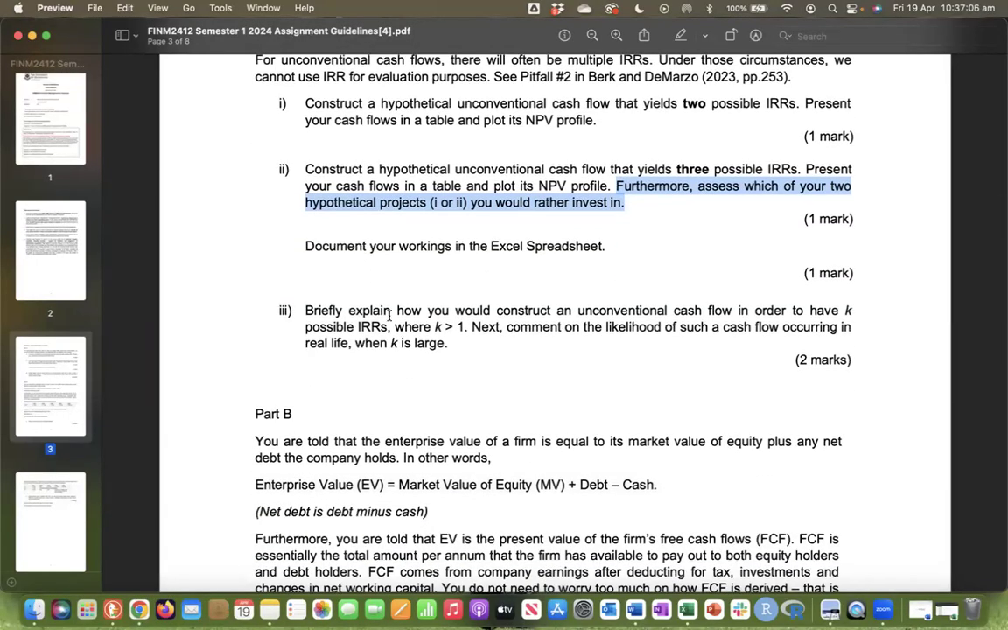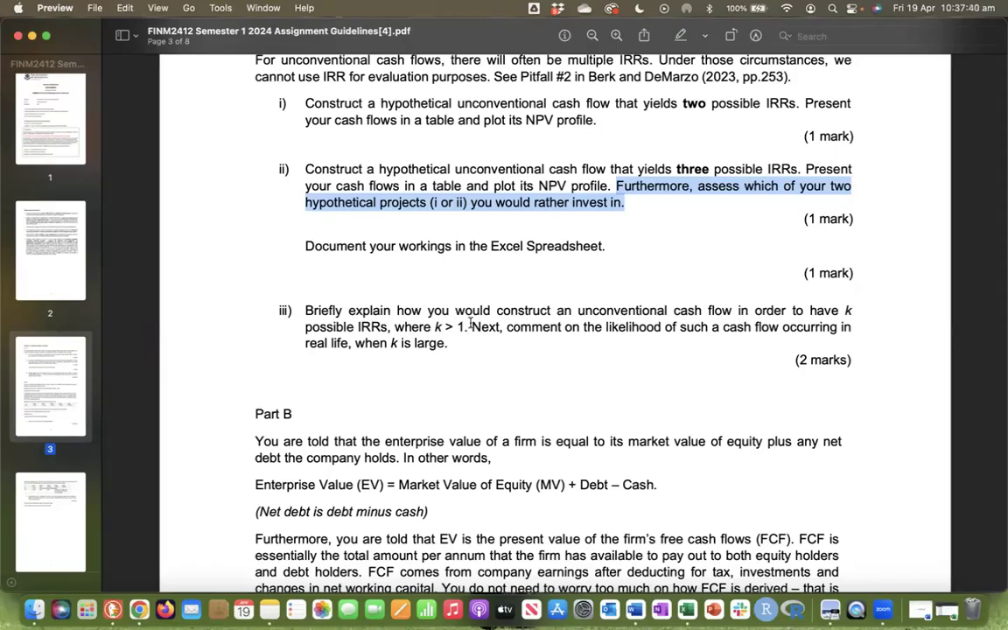Finally, part 3 is more so a logic explanation question as opposed to anything in Excel, but briefly explain how you would construct an unconventional cash flow in order to have K possible IRRs where K is greater than 1. So where K is greater than 1, that is exactly what we've done in part 1 and part 2. We have K is equal to 2 and K is equal to 3 in those instances. So it's really talking about the logic as to how you went about constructing an unconventional cash flow like those in part 1 and part 2.